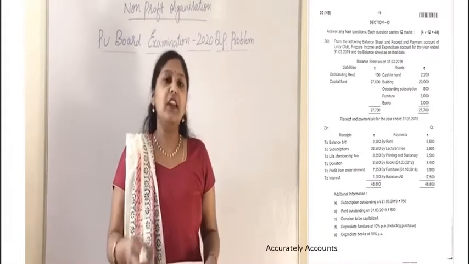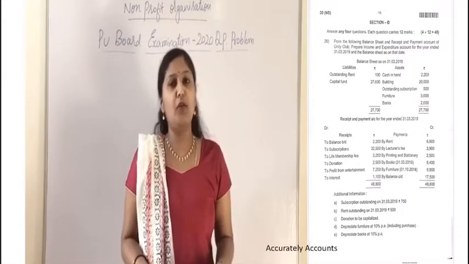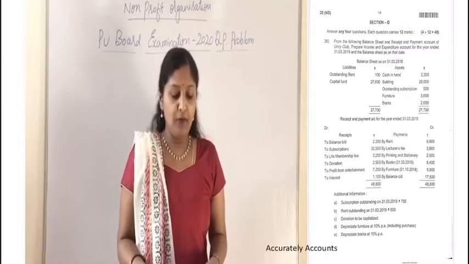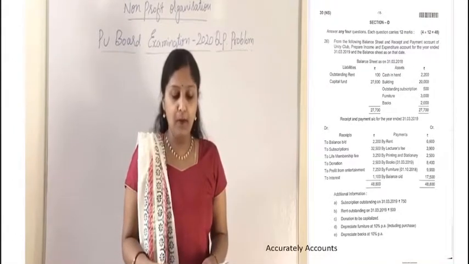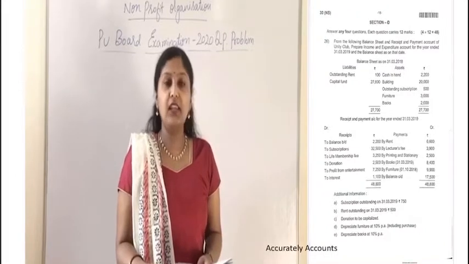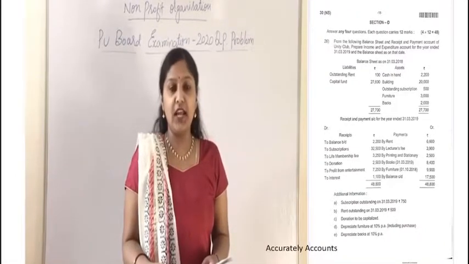Generally, the very first question in section D, that is for the 12 marks, will be on the non-profit organization. Now, the question goes like this. From the following balance sheet and receipts and payments account of Unity Club, prepare income and expenditure account for the year ended 31st March 2019 and balance sheet as on that date.